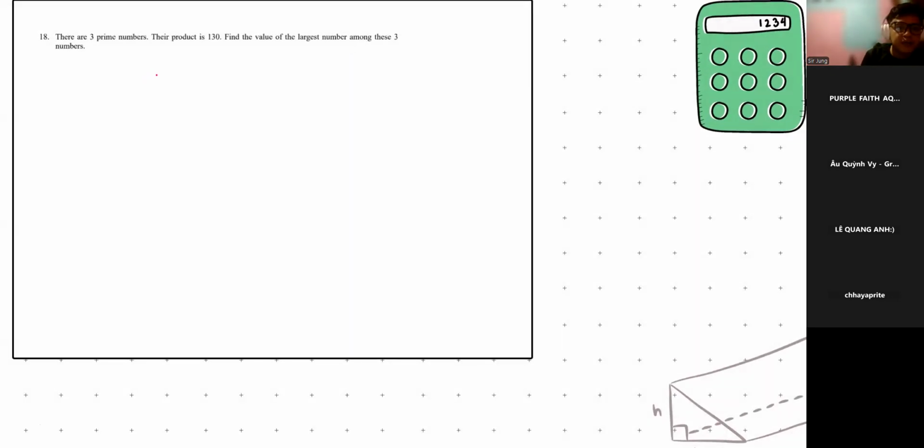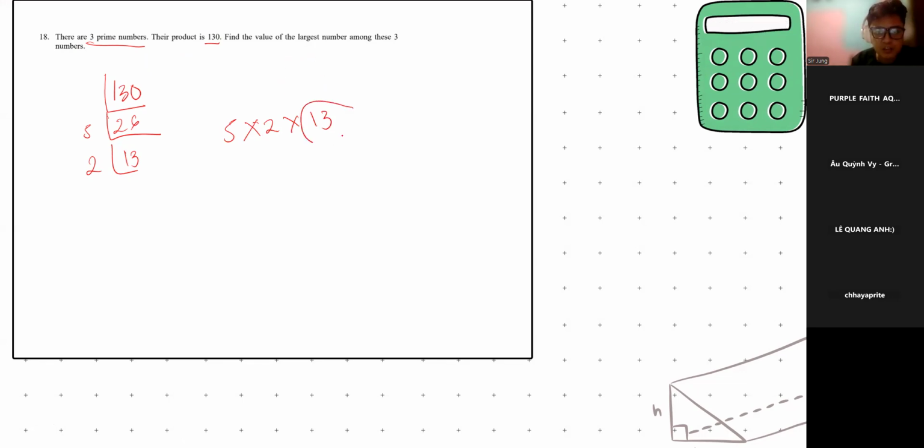So there are prime numbers. Their product is 130. So using prime factorization, we need 3 prime numbers, okay? So that should be 5, 26, 2, and 13. So we have 5 times 2 times 13. So which one is the largest? That should be 13. That should be the answer.